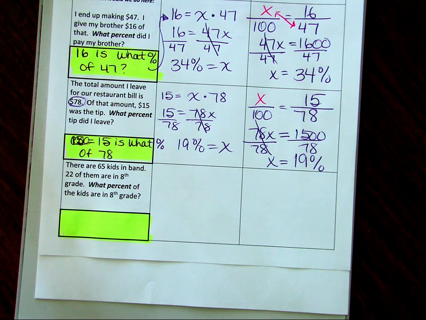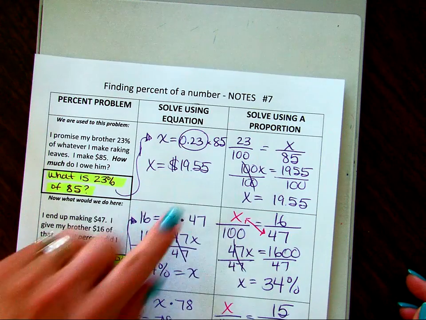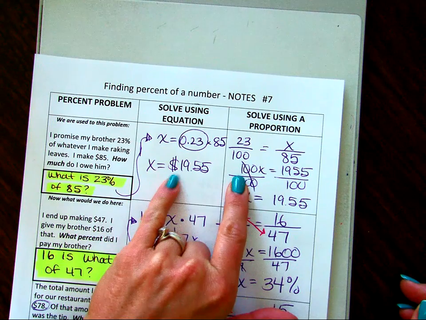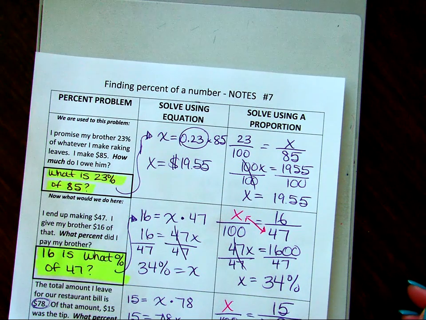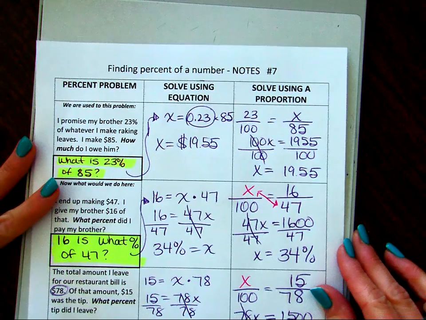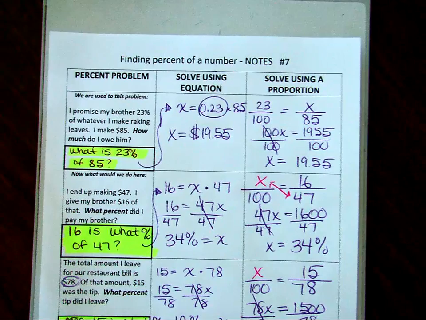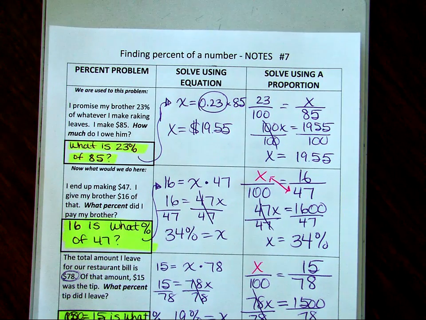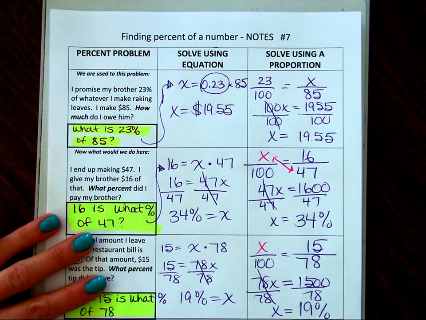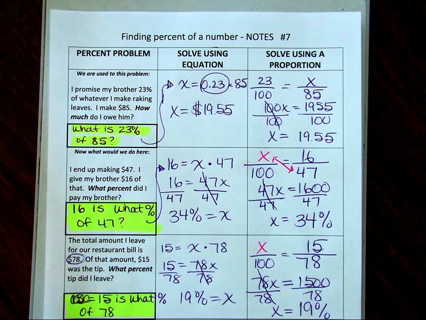Okay, so you ready to watch this? I'll go over with you once again. I want you to look at the top one. So go ahead and copy that in first, okay? The top one is how we did it yesterday and the day before.